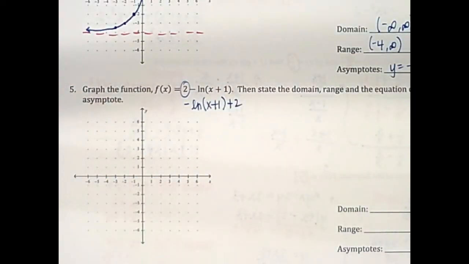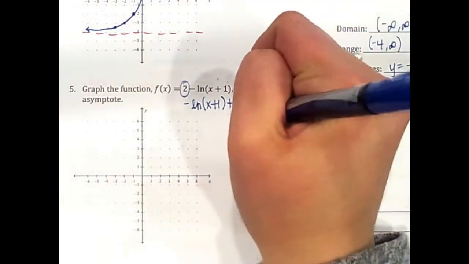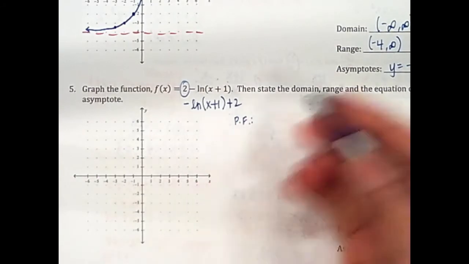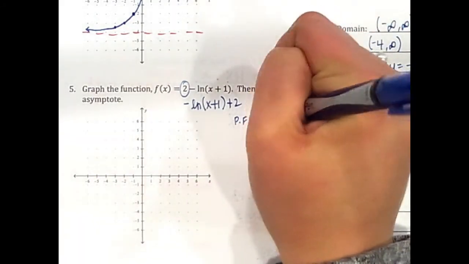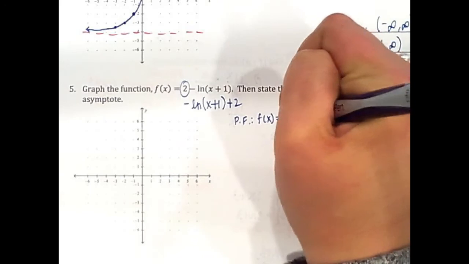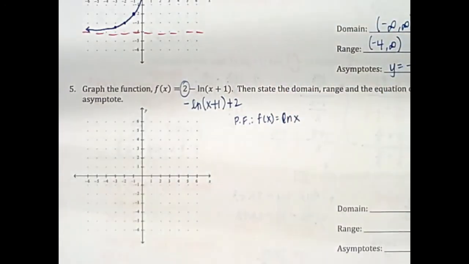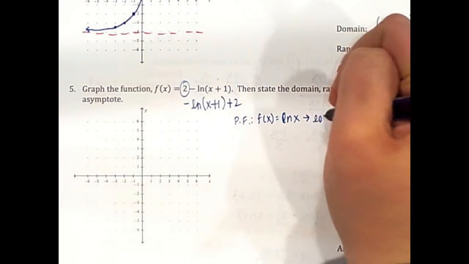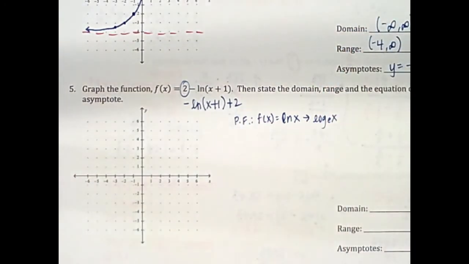Okay, so first off, I'm going to write my parent function. My parent function is ln of x. If it helps you, instead of writing ln, remember, you can write log base e of x. They're the same thing. I would be totally fine if that helps you and you write that. I don't mind. Okay, so let's start with our table.